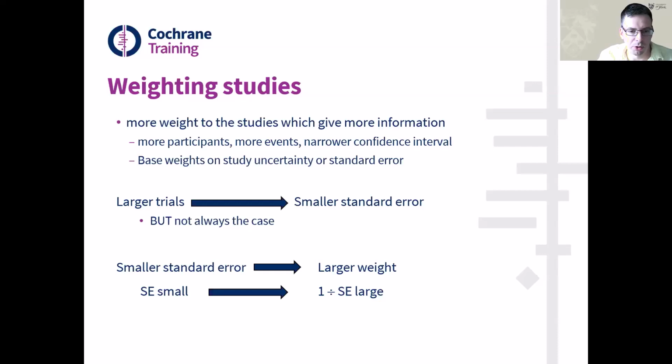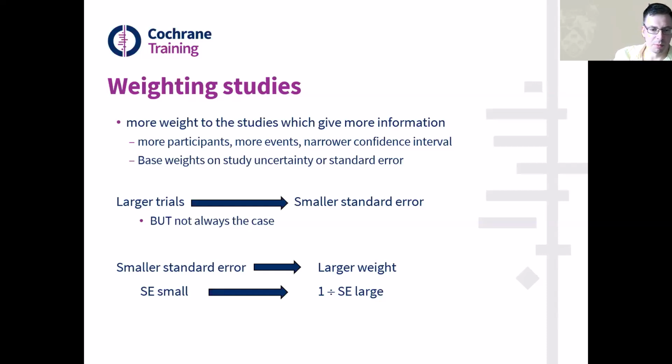So one statistical option is to think about weighting based on the study uncertainty or the study standard error, because that tells us something about how informative a study is. Generally speaking, a large trial will have small standard error, although that's not always strictly the case. It's fairly commonly true that the bigger the study is, the smaller its standard error, the smaller its uncertainty. That's inconvenient because obviously we'd like the larger study to have the larger weight, so we can't just weight directly by standard error, because we want the smaller standard error studies to go to the larger weights.